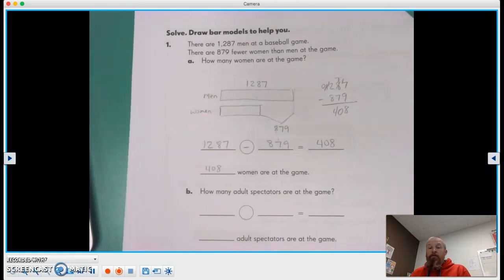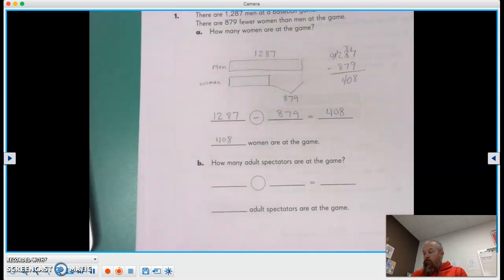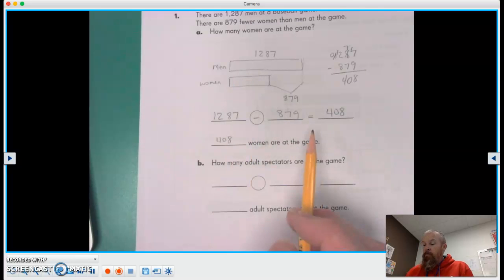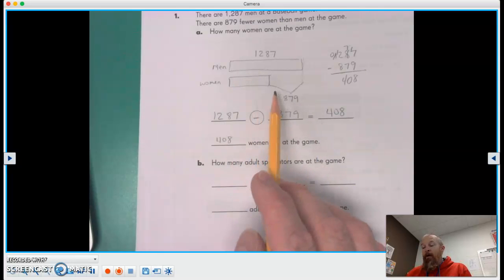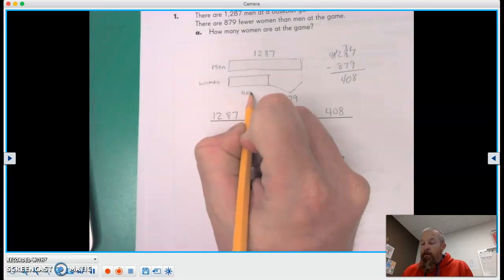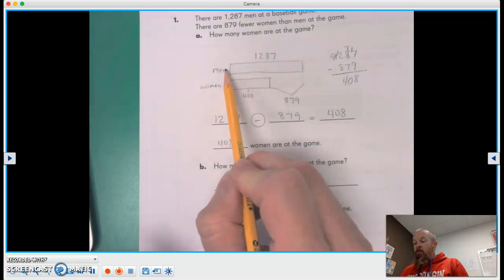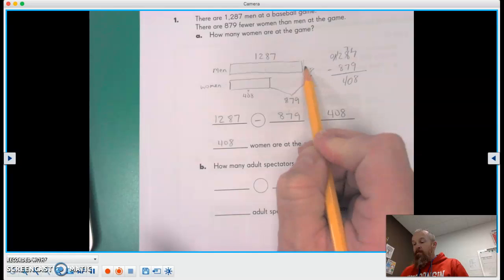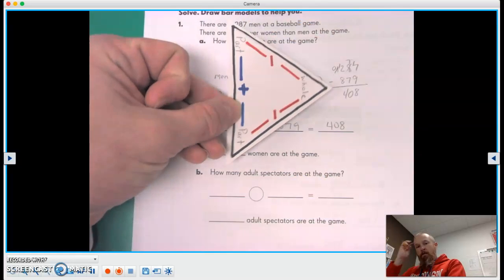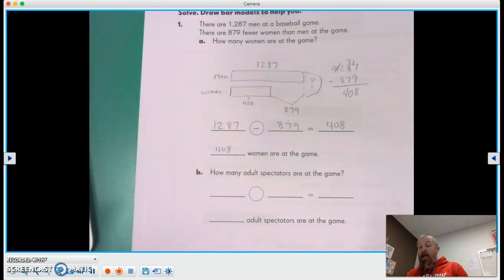How many adult spectators are at the game? Okay, so for this part, we know how many women there are now, and we know how many men there are. So this is like saying that there are 408. That was our question mark, but now we know. This time, we're asking the total of the men and the women. Okay, so this time it's a part-whole, but our fact triangle, we have this part and we have that part, so we're going to add them together.